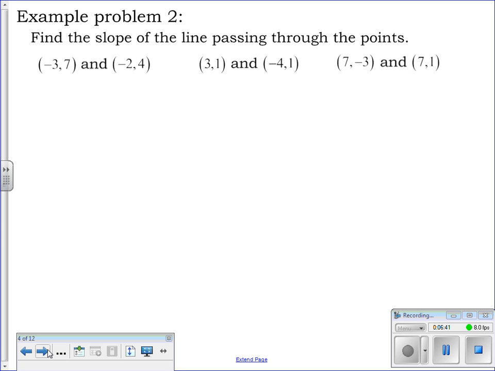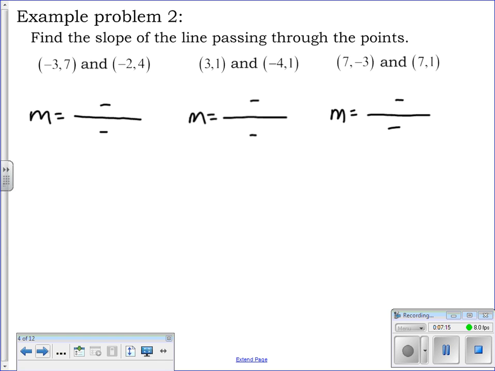Okay. Find the slope of the line passing through the points. This is the one where we're using change in y over change in x. Your formula will always look like that with blanks filled in. They all look the same to begin with. You're just filling in blanks on the formula.